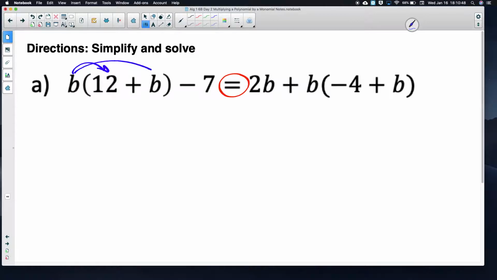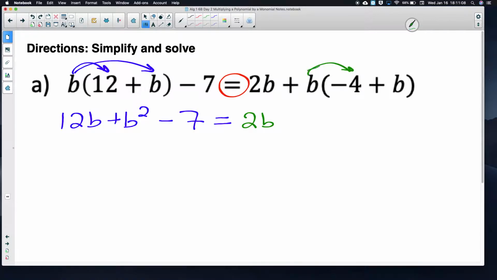So I've got b times 12 and b times b. So that is going to simplify to give me 12b plus b squared. I'm going to drop down this minus 7, nothing I can do with it yet, and then I've got that equal sign. On the right-hand side, I've got 2b, and then I want to distribute this b to that binomial, negative 4 plus b. So b times negative 4, that's minus 4b. b times b, that's plus b squared.